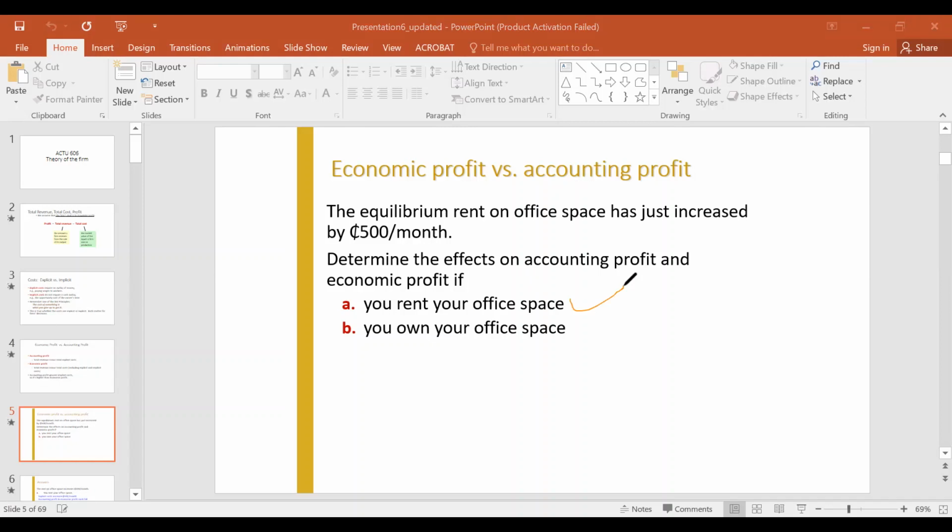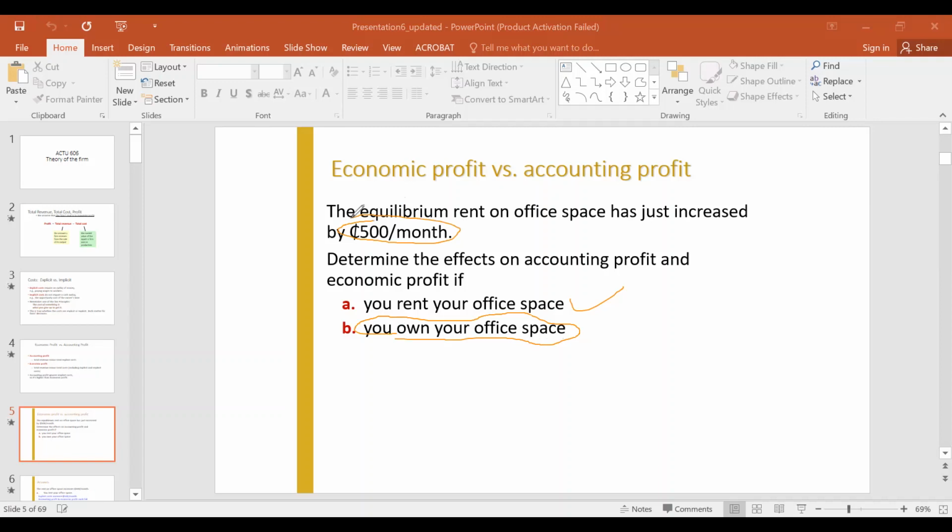You've been renting your office space. We've said that the rents for office space have gone up by 500 cedis. So what are the implications in terms of explicit cost and implicit cost, and subsequently accounting profit and economic profit? What if you own the space you'll be using as your office? You don't actually rent it. Will this increment in rental price affect you?